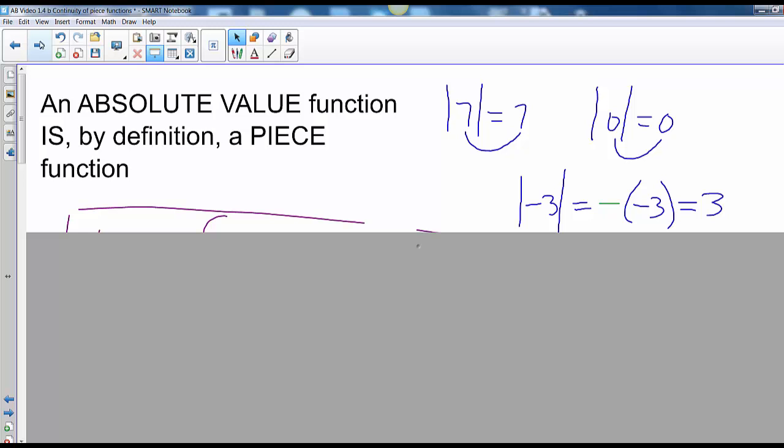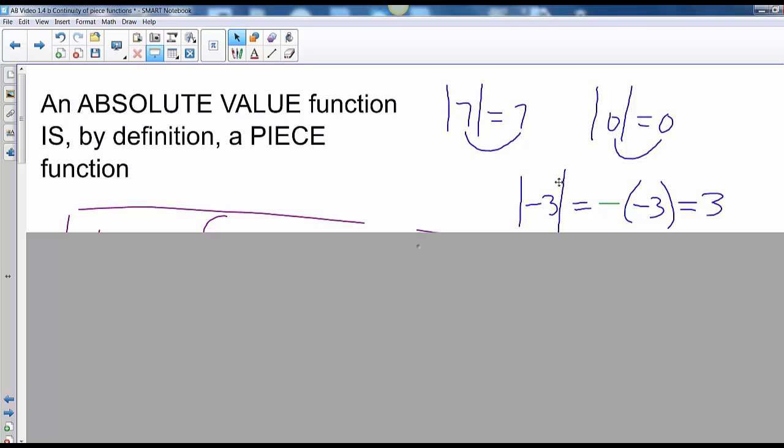By definition, an absolute value is a piecewise function. Because if you think about it, if you have the absolute value of a positive, you're simply going to get that number back. So if x is positive, the absolute value of x is x. Similarly, if x is 0, the absolute value of 0 is 0, and therefore the absolute value of x is x. Kind of looks like a little smiley face with two eyes.